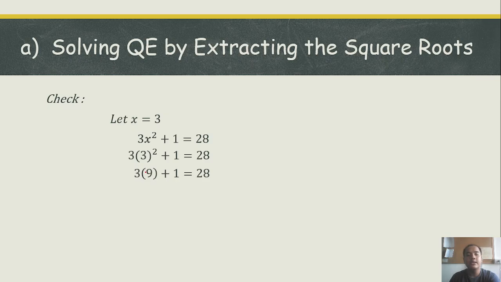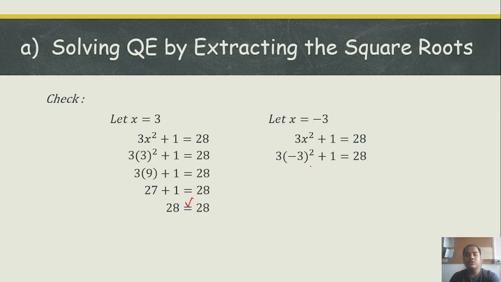3 times 9 is 27. 27 plus 1, the answer is 28. So, 28 is equal to 28. So, it is true. Let x be equal to negative 3. 3x squared plus 1 is equal to 28.